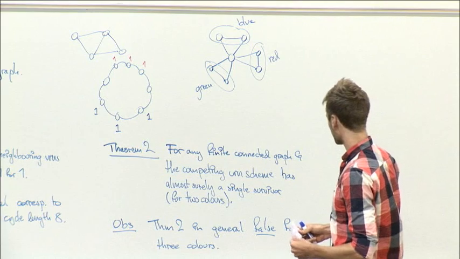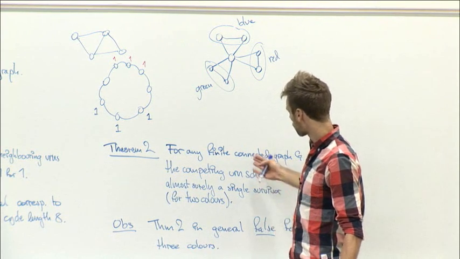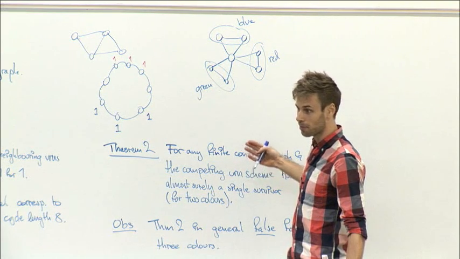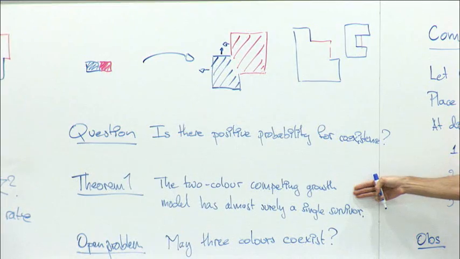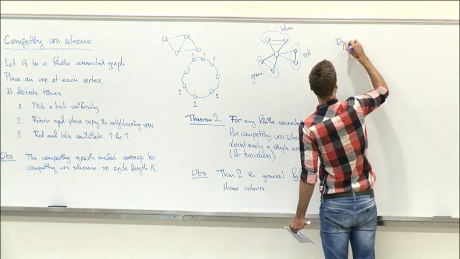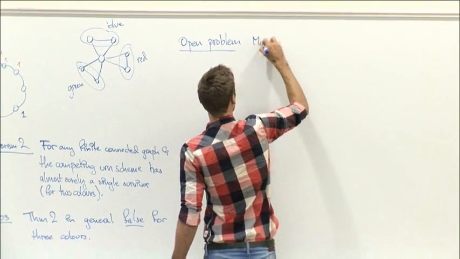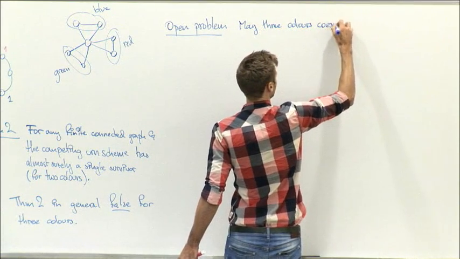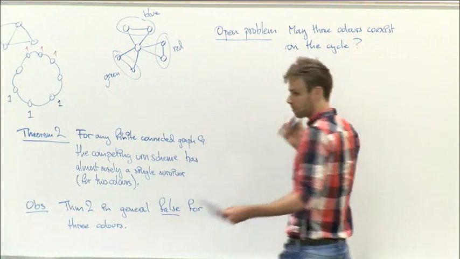So theorem two is generally false for three colors, and then the obvious open question is that we still would expect for some graphs three colors to be able to coexist. And in particular, what happens for the cycle? Cycle is interesting because it's really what corresponds to the first model. So, open question number two: may three colors coexist on the cycle? Cycle of arbitrary length now.